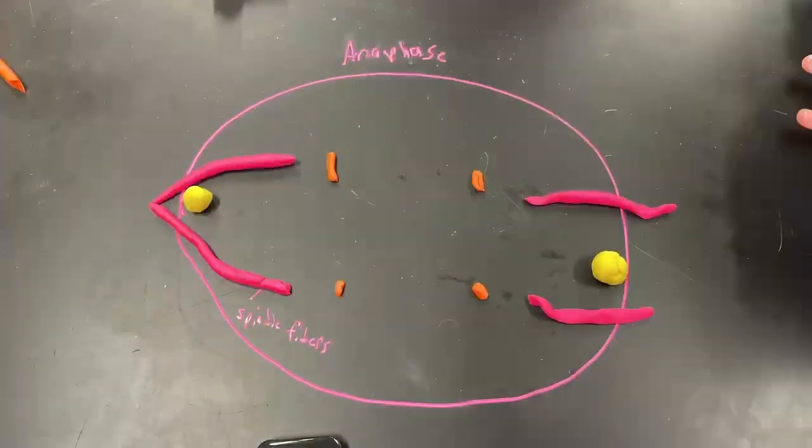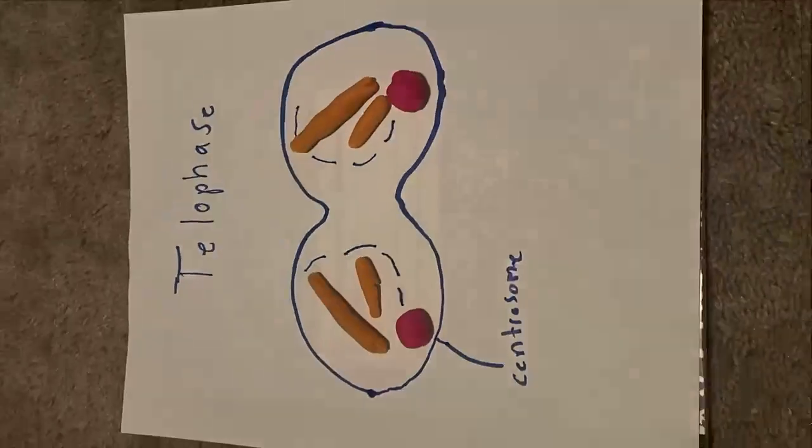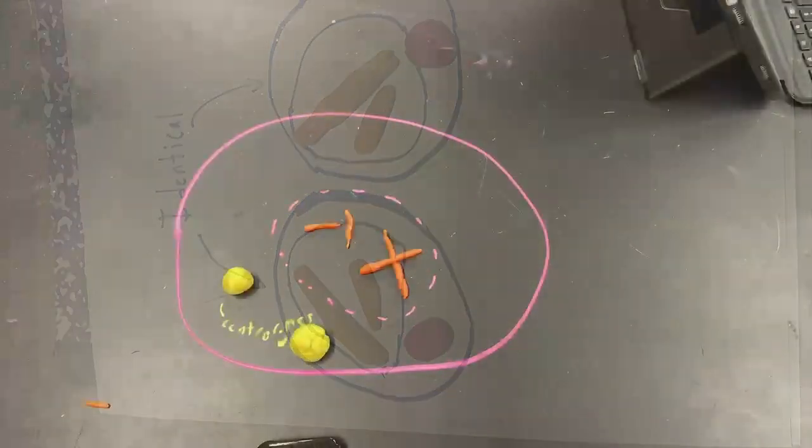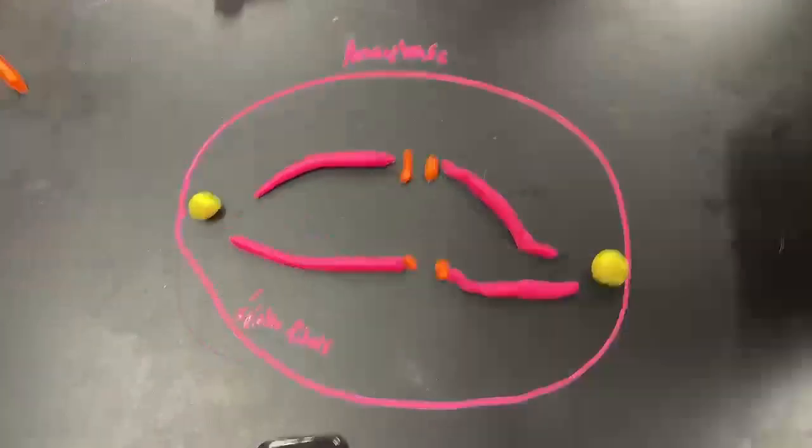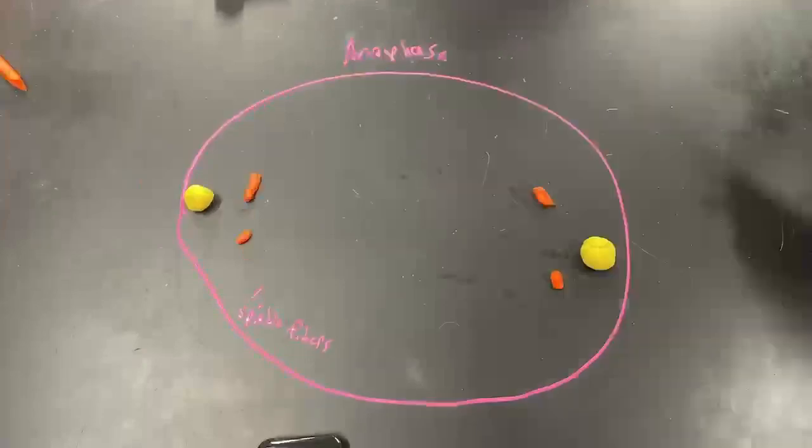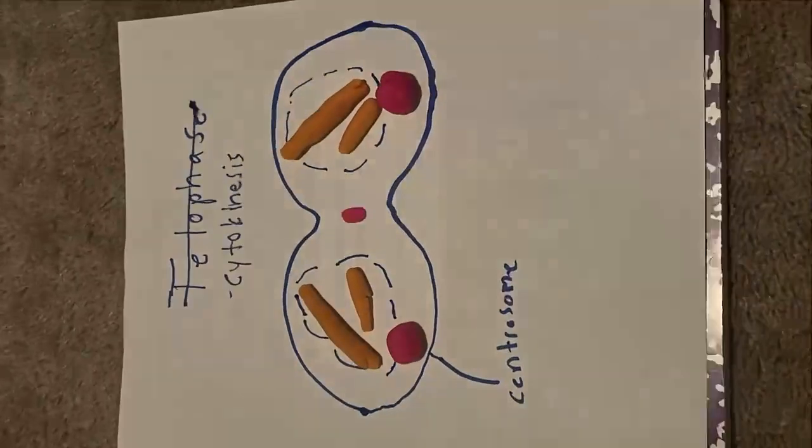We then enter telophase, where a cleavage furrow starts to develop, and the cytoplasm starts to pinch right at the equator. The nuclear envelope starts to reform, and the spindle fibers begin to disintegrate. We then have cytokinesis, where the cell splits entirely.